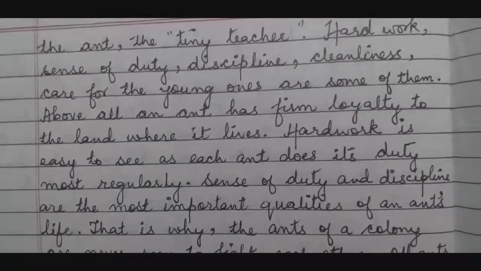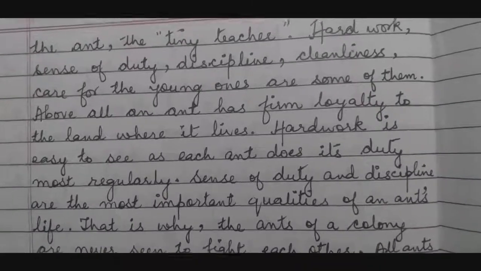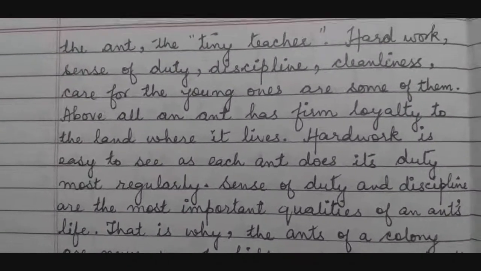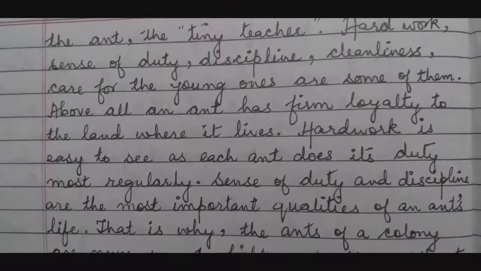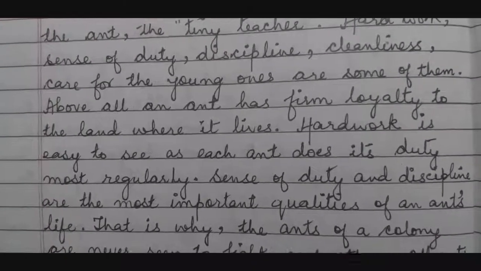But we human beings, what do we do? When we see that someone else is there to help us, then we throw all our work on that person. That means we think of our work as a burden.